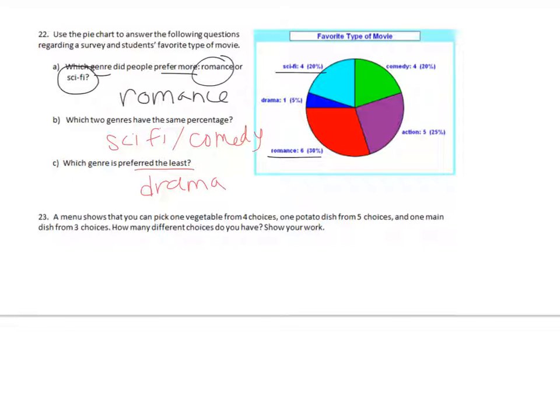Number 23. A menu shows that you can pick 1 vegetable of 4 choices, 1 potato dish from 5 choices, 1 main dish from 3 choices. How many different choices? You're going to use the counting principle. So 4 times 5 times 3 is 60 different choices.